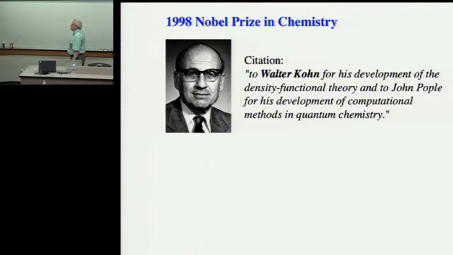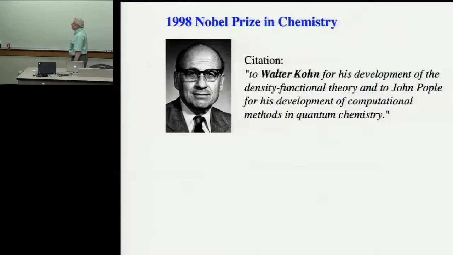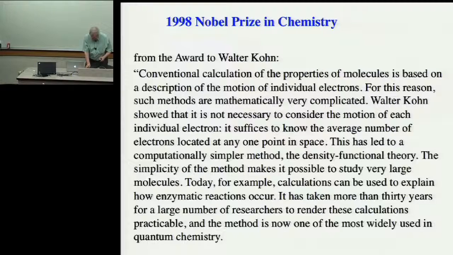It was the subject of a Nobel Prize to Walter Kohn for developing density functional theory, and that prize was shared by John Pople. So here was the award to Walter Kohn. Conventional calculation of the properties of molecules is based on a description of the motion of individual electrons, which makes the methods complicated. Kohn showed that we don't need to consider each electron, we just need to consider the density of electrons at any point in space. And this leads to density functional theory.